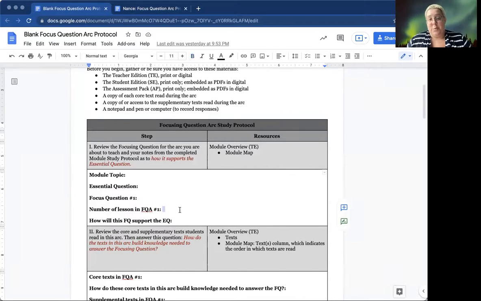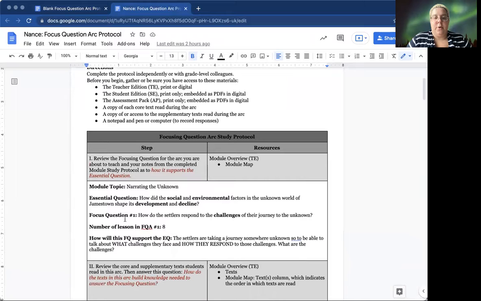And then also look at the number of lessons within your focus question arc. This can vary kind of widely, from K to 8. So look at actually how many lessons there are going to be within this first arc. And then think about the thing that you already started to take notes on within your module study protocol. How does this focus question support students' understanding and ability to answer the essential question? So as you'll see here, most of it is just copying and pasting, but this last question is where it's actually relying on you as a teacher to use some of your knowledge and your experience and your expertise. How do these two things connect to one another?